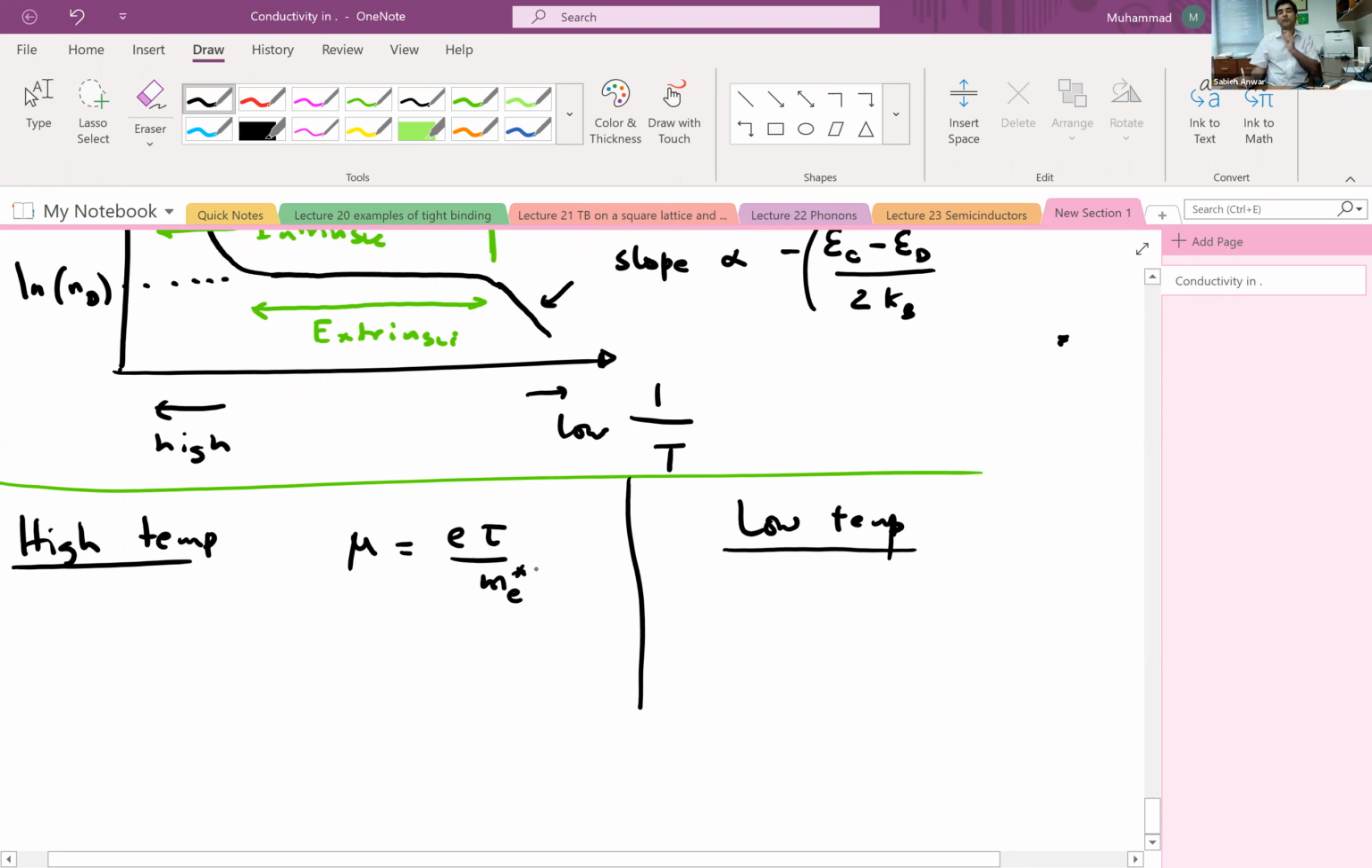Remember this formula for the mobility. Mobility is higher if the scattering time is longer. So we really need to find out the scattering time. How does the scattering time vary with temperature? In the high temperature regime, the scattering is limited by the ionic vibrations. The larger the temperature, the higher the vibrations. The higher vibrations will present a bigger scattering amplitude for the electron, for the free electron, in this case the n-type carrier.